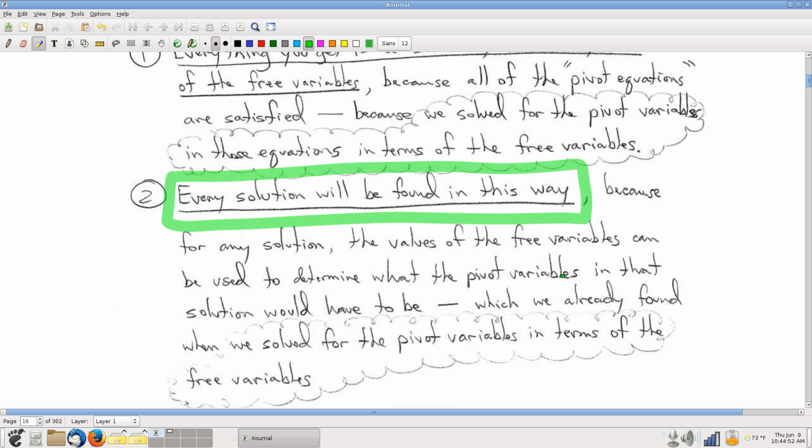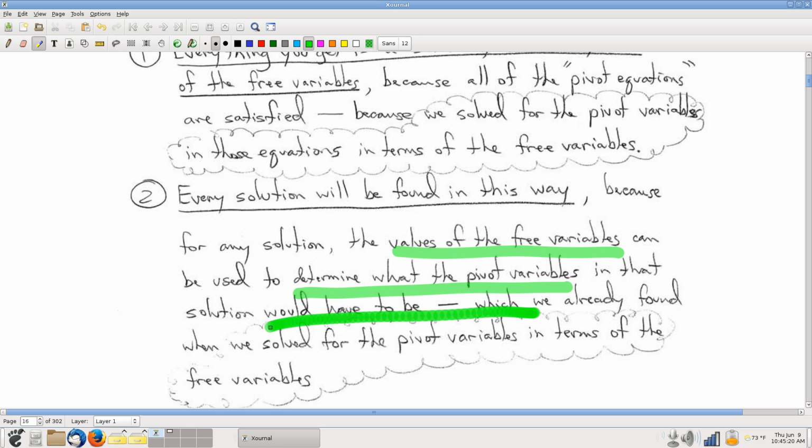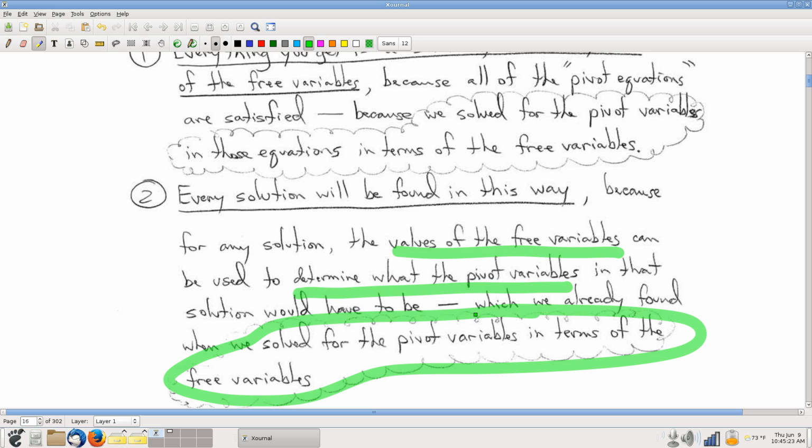Well, suppose there is such a solution, some hypothetical solution that somehow we missed in this form. Well, whatever that solution is, the free variables are going to have certain values in that hypothetical solution. And whatever those free variables are, I can use to plug in and see what the pivot variables then have to be, and I know that I can do that. I can find what those pivot variables have to be because I've already solved for my pivot variables in terms of the free variables.